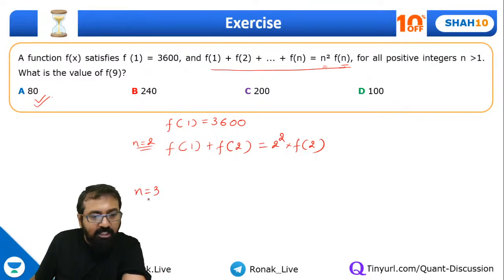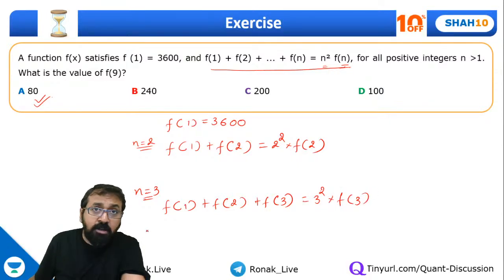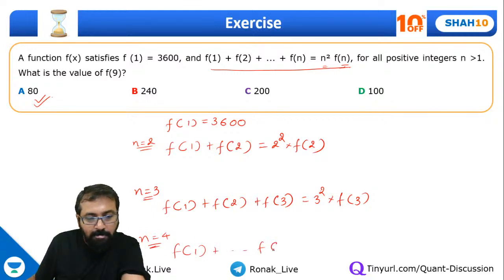Same way, if I take n equal to 3, I'll write f of 1 plus f of 2 plus f of 3, which is equal to 3 square into f of 3. I'll just write a couple of steps for your understanding. Same way, if I take n equal to 4, this will be f of 1 to f of 4, which is equal to 4 square into f of 4, and so on and so forth.